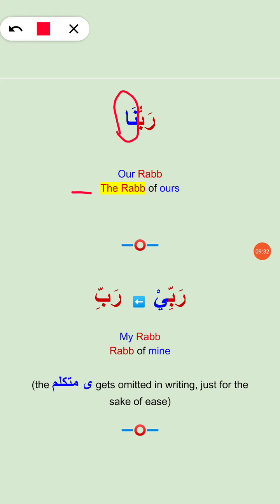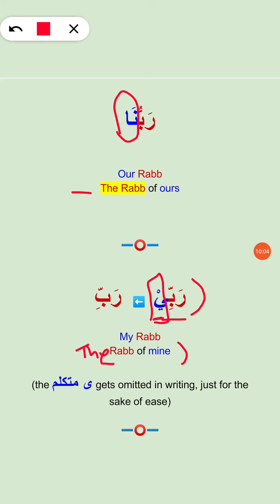Okay, next example. Yes, Rabbi. Now you identify this as ya mutakallim. It gets translated as my or mine. And once you attach this with it, what do we get? We get Rabbi, my Rab, or Rab of mine. Actually, the Rab of mine, because this is a pronoun and the pronouns are marfa, and if our mudaf ilayh is marfa, our mudaf also becomes marfa. Okay, so Rabbi.